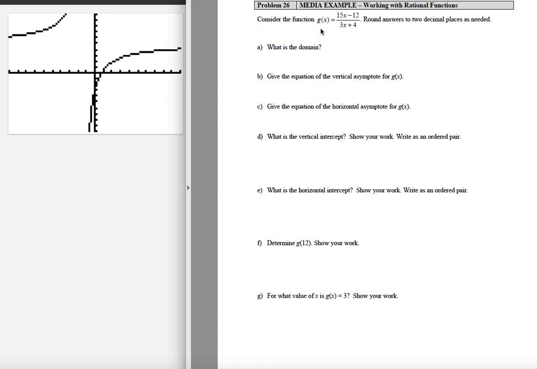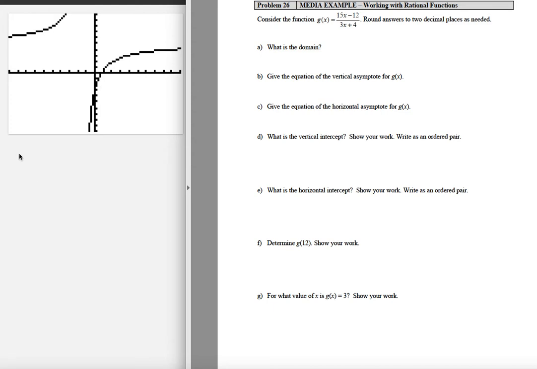In this problem, we're going to be working with the rational function 15x minus 12 over 3x plus 4. And we're going to find the domain and the vertical asymptote, etc. And so I went ahead and started out by graphing the function on my graphing calculator.